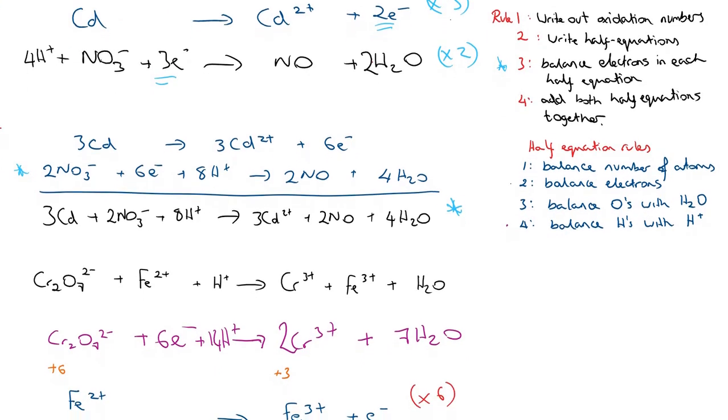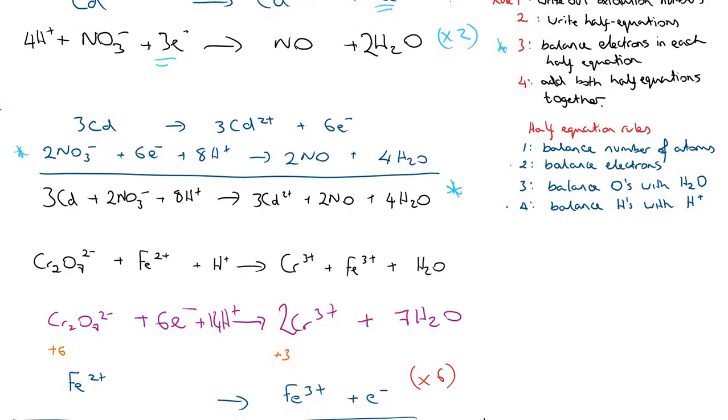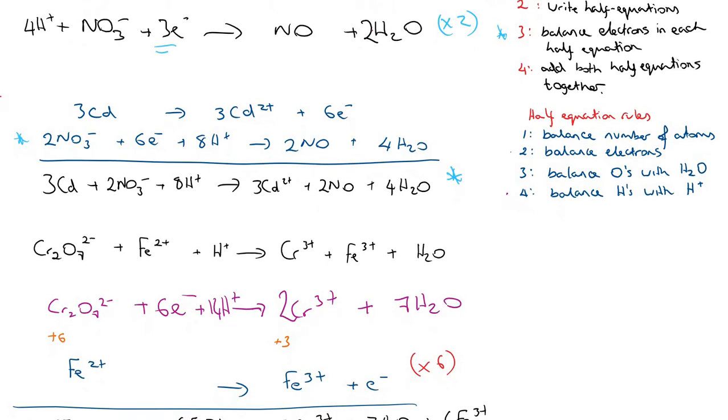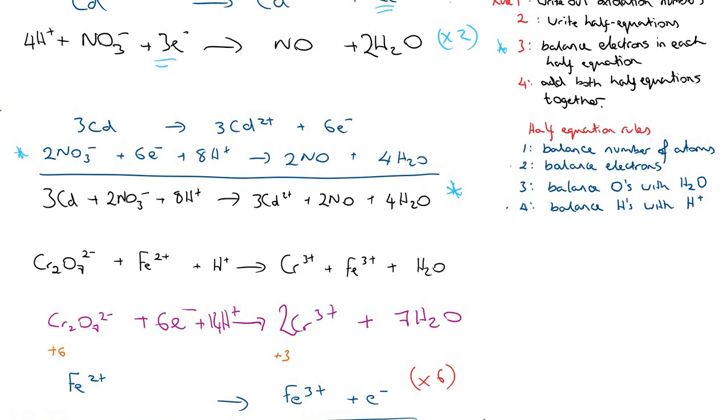The next one is the iron 2 plus. Iron 2 plus going to iron 3 plus 1 electron. Reason being, it's increased in oxidation number from 2 to 3, so therefore it's been oxidized. Oxidation is the loss of electrons, so the iron 2 plus loses electrons, and by convention then we write it as plus 1 electron on the right hand side rather than minus 1 electron on the left hand side.